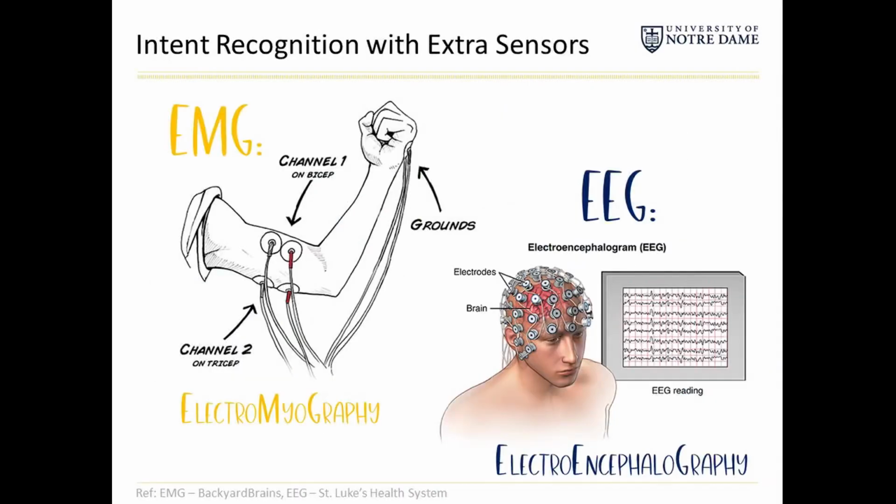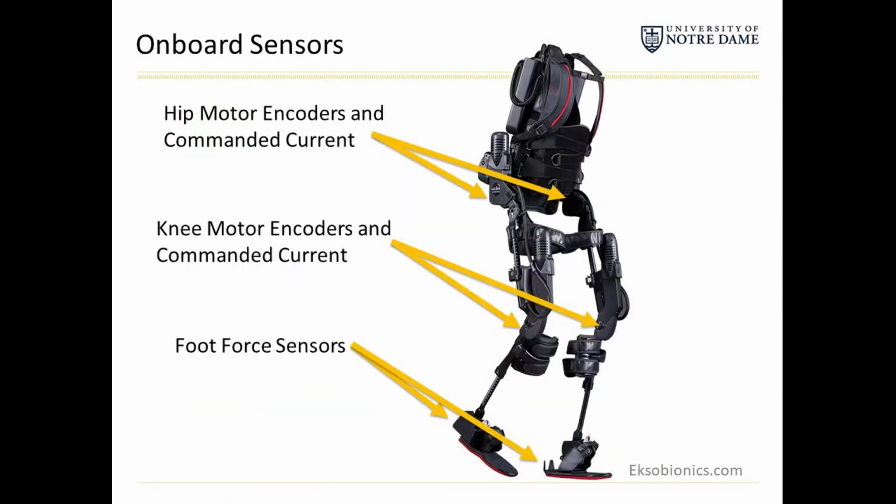While some sense the human directly through EMG or EEG, the placement of the electrodes for these methods can consume valuable therapy time. Sensors onboard the exoskeleton sense the human only indirectly, via the human-robot interface, but offer advantages over more direct methods in terms of the time required to don the device.